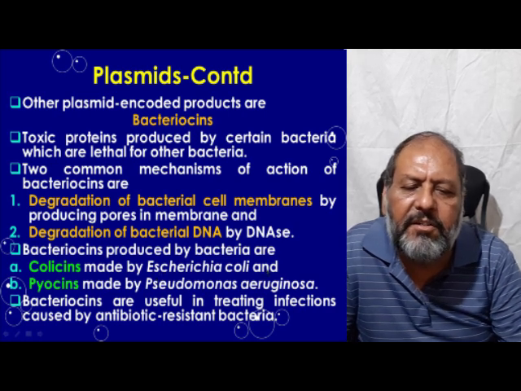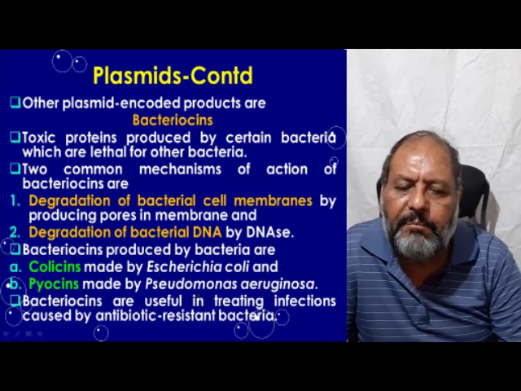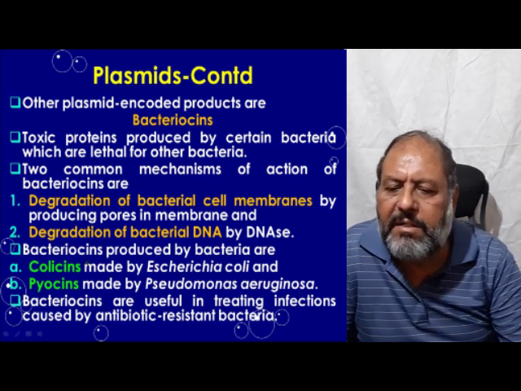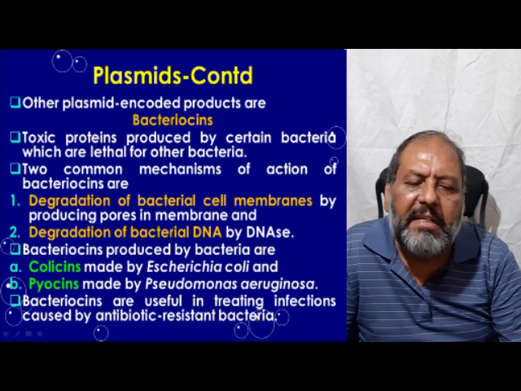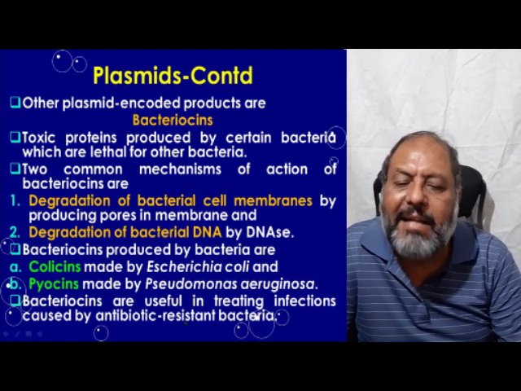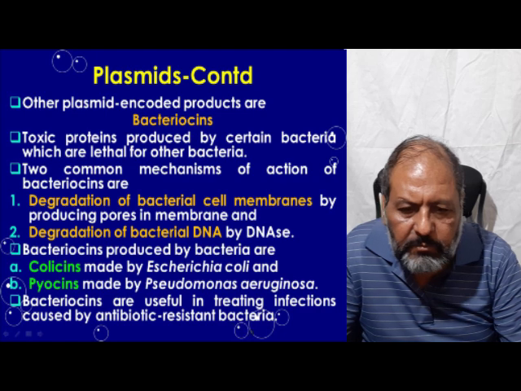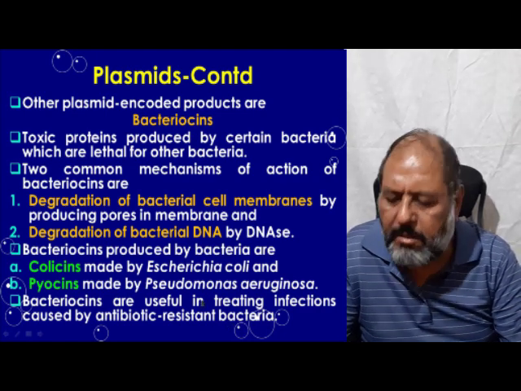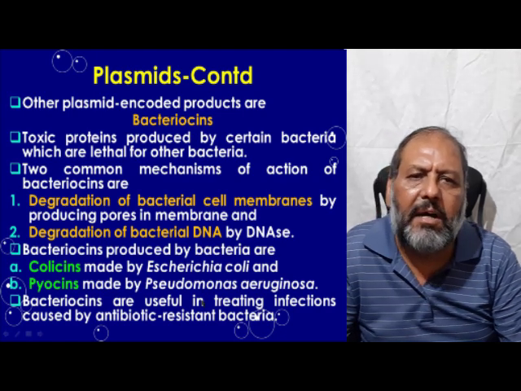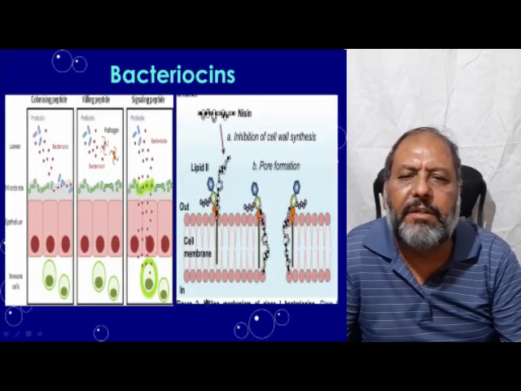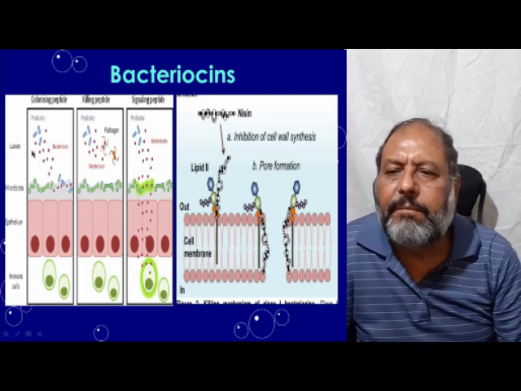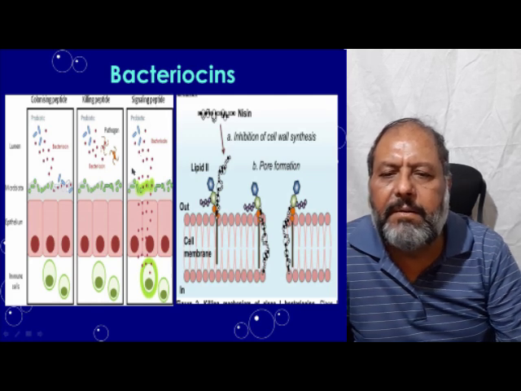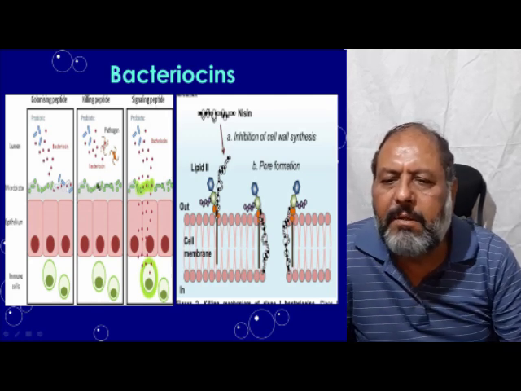Bacteriocins produced by bacteria include colicins made by Escherichia coli and pyocins made by Pseudomonas aeruginosa, and they are all capable of killing other bacteria. Bacteriocins are useful in treating infections caused by antibiotic-resistant bacteria. They are used instead of the regular or routine antibiotic, as these bacteriocins are more capable of killing those bacteria. Here one can see the colonizing peptide, killing peptide and signaling peptide, all made by the bacteria.